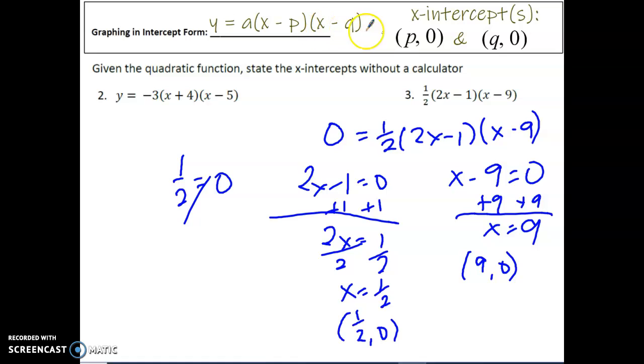Okay, so that's why when we do the formula, in the original intercept form, it's x minus p, but the x-intercept is at p, comma 0, right? It's the opposite of what I have in the parentheses.